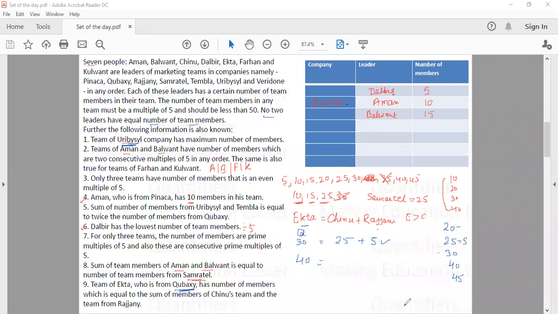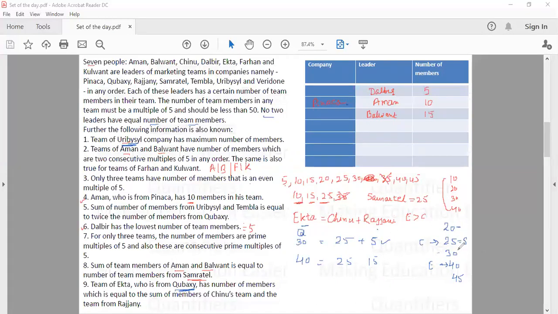Further, if Chinu has 25 members and Rajani has 15 members, then this seems to be a valid case, as 15 members are from Balwant's team and Balwant may work for Rajani's team. But let's see what happens in this case. In this case, this 40 member team goes to Ekta, 25 member team goes to Chinu, and 50 member team goes to Balwant, right?